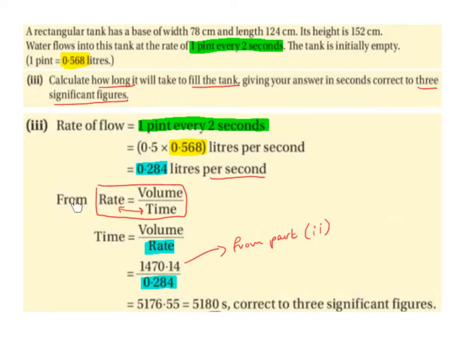So from the formula, rate equals volume over time, which you need to learn off, we can rearrange the formula, solving for time, or changing it so that time is the subject of the formula. So we end up with time is equal to volume over rate. The volume is 1,470.14 from part 2 in the previous slide. The rate is 0.284 we got from up here, and dividing gives us 5,176.55, which rounds off to 5,180 seconds, correct to 3 significant figures.